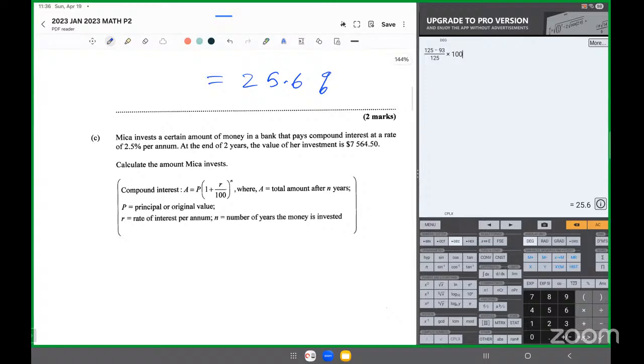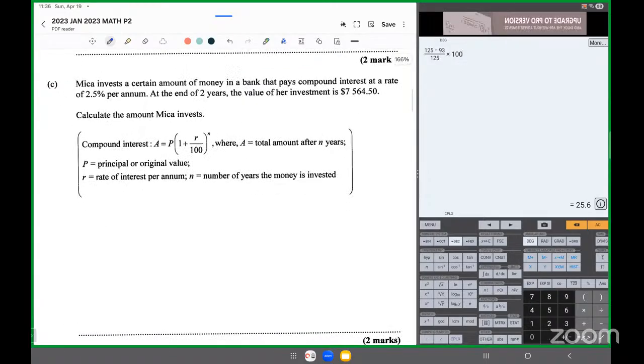It says, Micah invests a certain amount of money in a bank and pays compound interest. So compound interest, remember, it's interest paid on whatever the balance is there at the time when the interest is calculated. It says at a rate of 2.5% per annum. So that's the rate. It says at the end of 2 years, the value of the interest becomes this. So this is the final value after it is compounded for 2 years. It says calculate the amount invested. So basically the original amount that was invested. That's what it is.